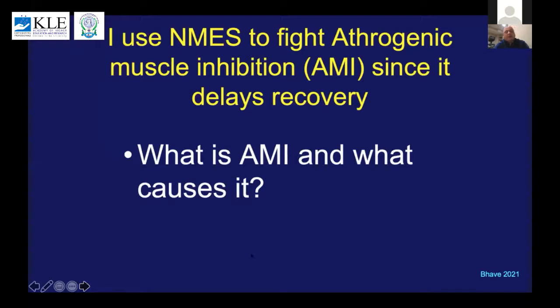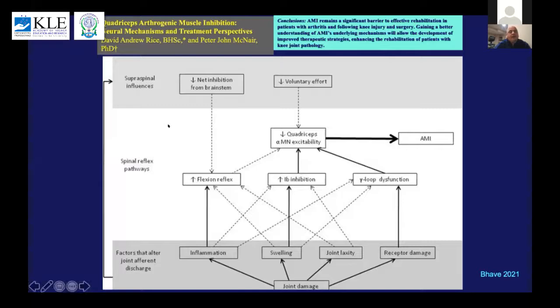So the other problem we have in knee joint problems is significant quadricep weakness, or what we call arthrogenic muscle inhibition. So how are we going to manage that? Well, why does it happen? It happens because of many factors which are down here: inflammation, swelling, joint laxity, receptor damage, joint damage. All of that does what we call reduced alpha motor neuronal excitability, because of the inhibitory influences that come because of swelling, joint laxity, and joint damage.